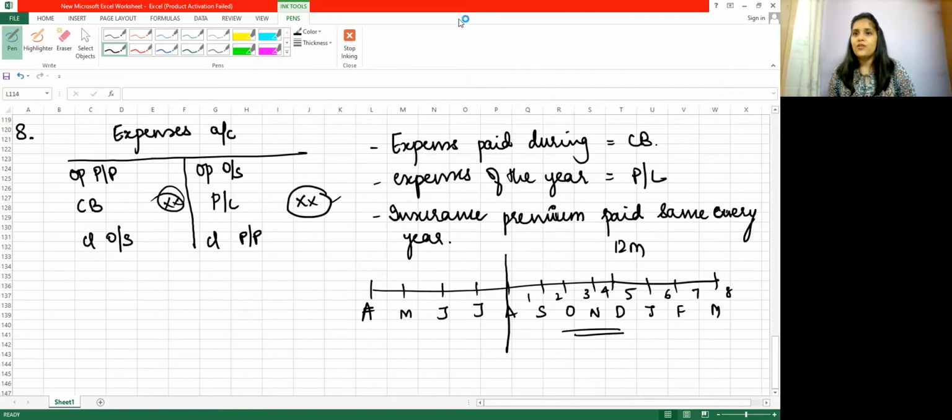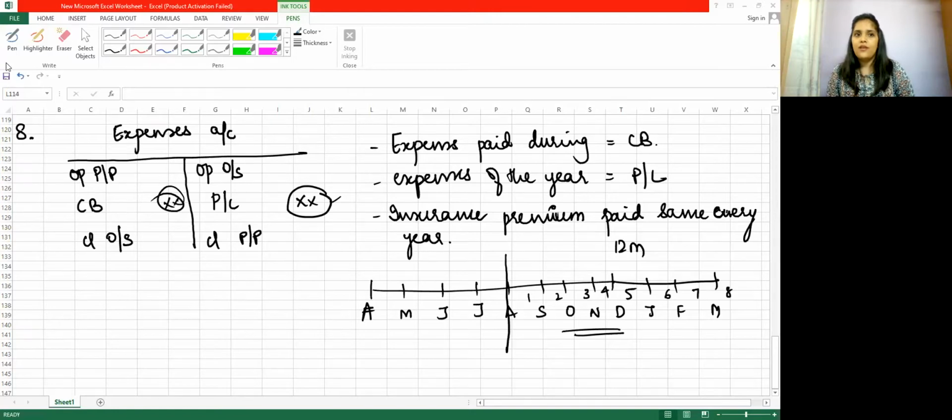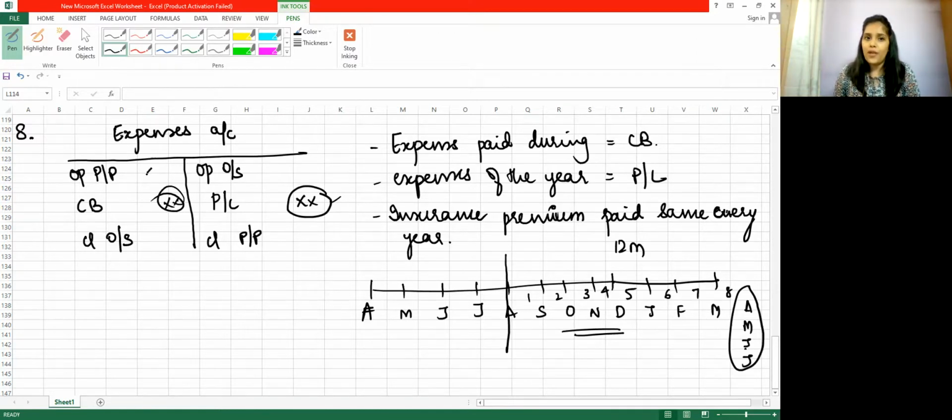Correct, everybody? So what happens here is for the next period, April, May, June, and July also, that is your 4 months, you are paying prepaid. So this happens same every year. Therefore, if your opening prepaid is 4,000, then your closing prepaid will also be 4,000. You need not calculate. Here the example was easy because it was 12,000 for 12 months, but in the exam you don't have to calculate.